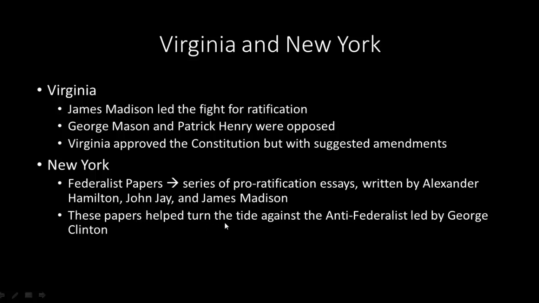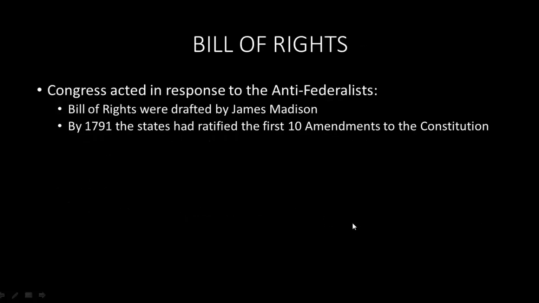These papers helped turn the tide against the Anti-Federalists led by George Clinton. So who's going to win this argument? The Federalists, because they get a new Constitution. But as we good old Americans do, we like to compromise here. So what do the Anti-Federalists get?